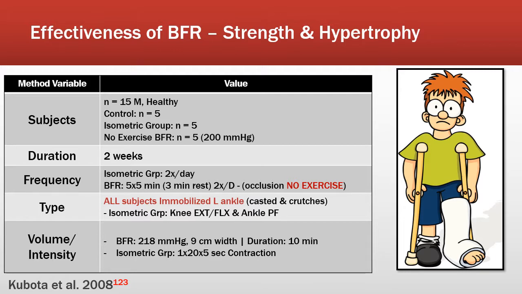So the BFR was done 5 times for 5 minutes, with 3 minutes of rest, 2 times a day, whereas the isometric group twice a day did isometrics that included knee extension, knee flexion, and ankle plantar flexors. The isometric group did 1 set of 20 reps with a 5-second hold, while the BFR group did nothing except sit there and occlude their blood.